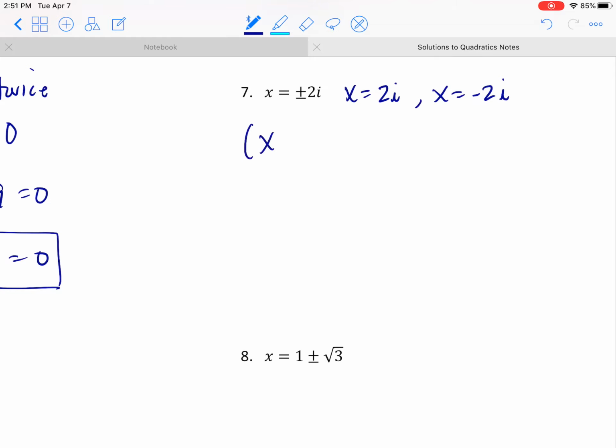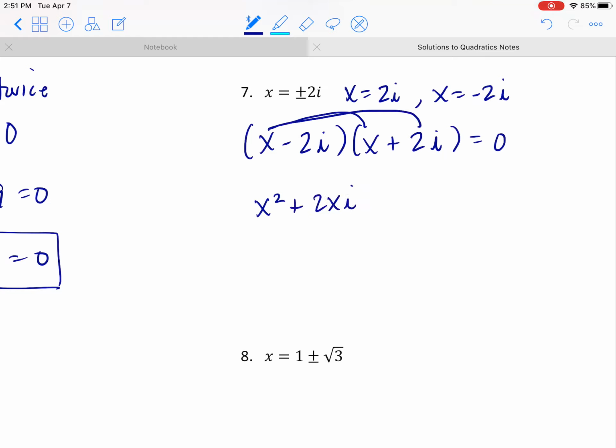Okay, now, number 7, I know it looks a little different, but this is saying that positive 2i is a solution and that negative 2i is a solution, right? So we can use the same process here. If 2i is a solution, we could say x minus that 2i is a factor. And if negative 2i is a solution, we could say x plus that 2i is a factor, which looks strange, but when we work this out, you're going to hopefully see an answer that makes sense. If we multiply, now these are conjugates, right? What's going to happen? Well, we're going to get an x squared here.